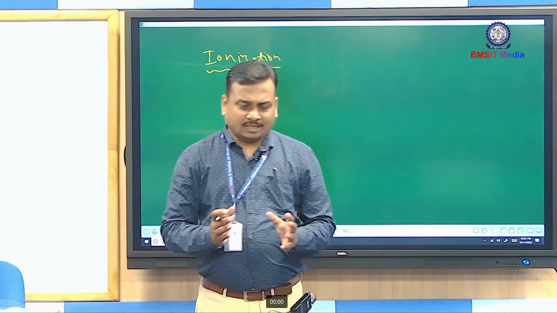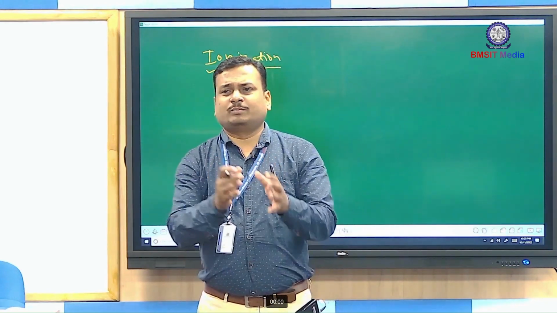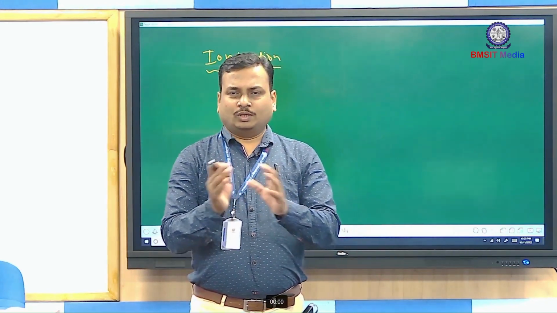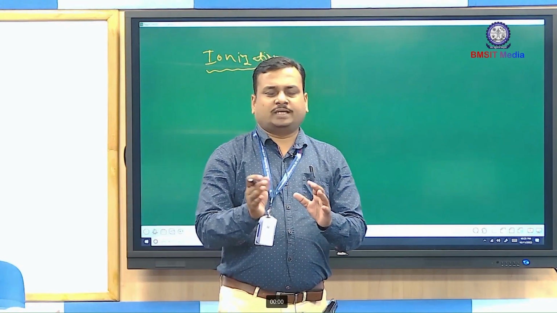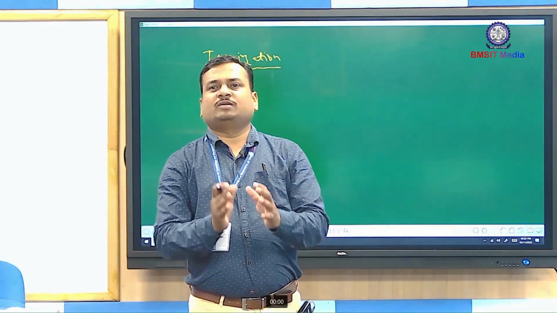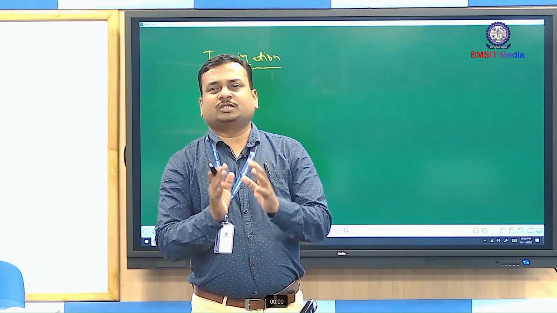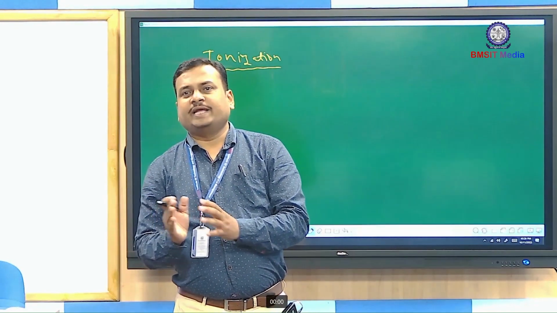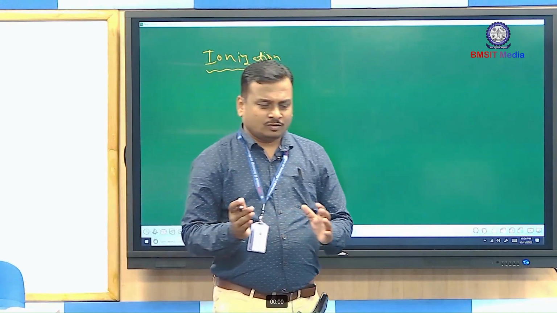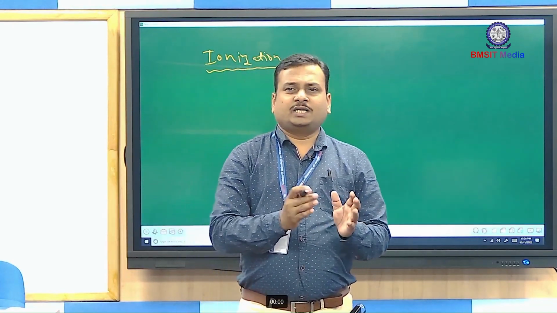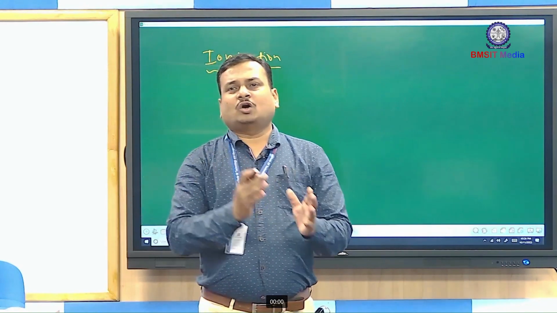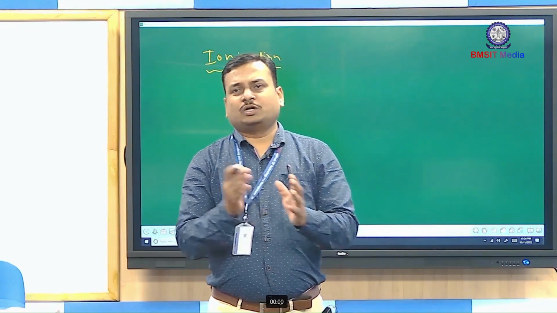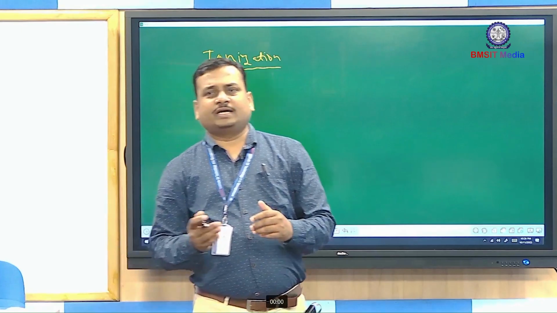Then similarly we can say, by some means, if you add an electron to an atom, then the total negative charge of that atom will be increased. Then we call that a negative ion. So this process of changing an atom from electrically neutral to a positive ion, or from electrically neutral to a negative ion, that process we call ionization. Then next we will see energy band.